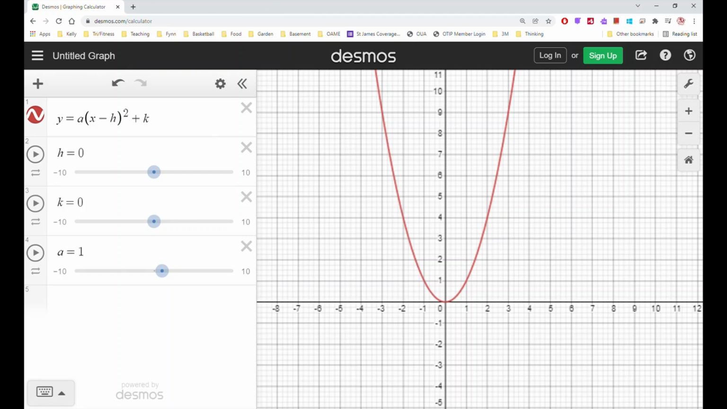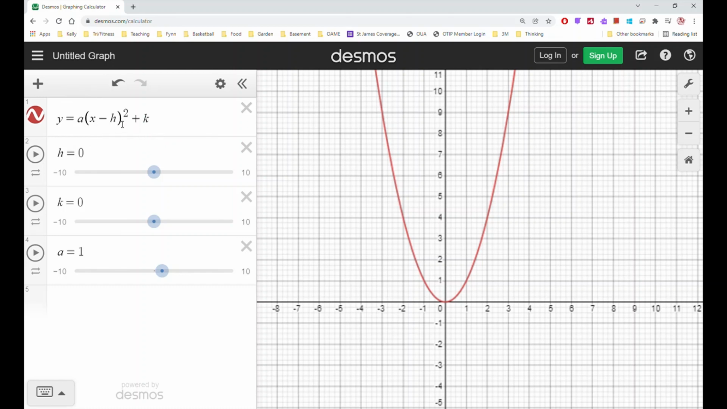Today's going to be a little two-part video, but we're looking at what is called vertex form. This is when a parabola is written like this. And the parent formula, or it kind of builds off of, looks like this, where there's an a value in front, there's an h in the bracket, and a k outside the bracket. So what we want to do here is figure out what each one of these does.